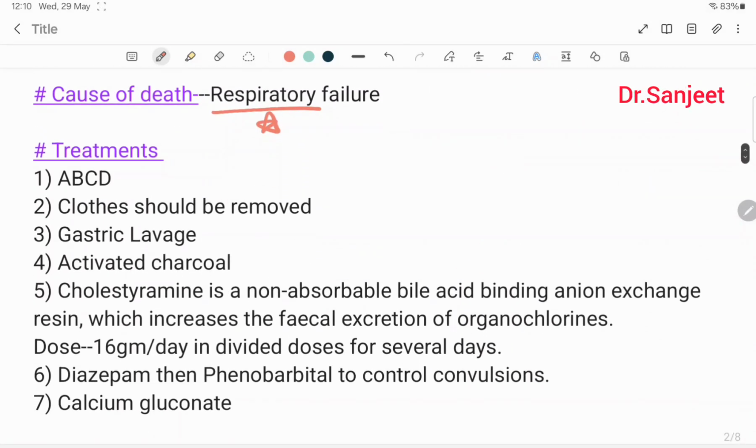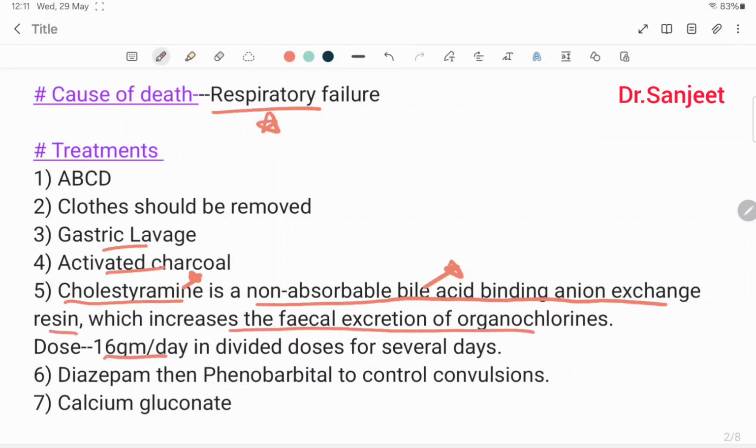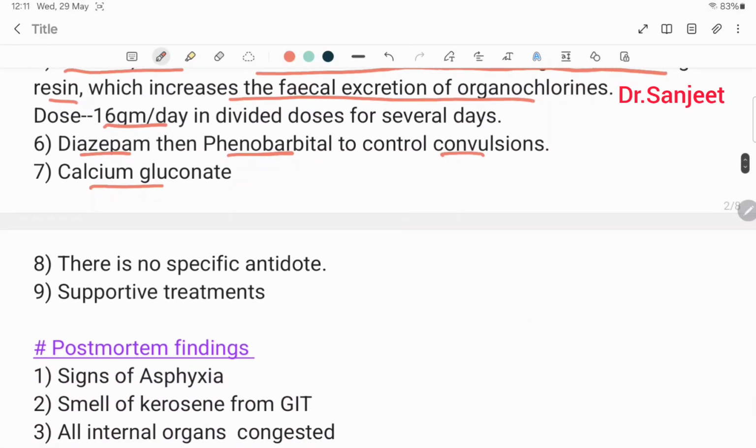Then treatment: ABCD, clothes should be removed, gastric lavage, activated charcoal, cholestyramine, a non-absorbable bile acid binding anion exchange resin which increases the fecal excretion of organochlorines. Dose: 16 gram per day in divided doses for several days. Diazepam, then phenobarbital to control convulsion, calcium gluconate. There is no specific antidote. Then supportive treatment.